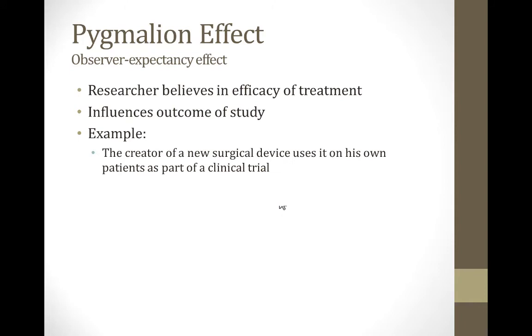The next type of bias is called the Pygmalion Effect. This is also called the Observer-expectancy effect, and it's named after the Greek myth of Pygmalion, which was about a sculptor who fell in love with his own statue. This type of bias occurs when the researcher believes in the efficacy of treatment and influences the outcome of a study. For example, if the creator of a new surgical device uses it on his own patients as part of a clinical trial, he may use it in a way or influence the outcomes of the study in a way that biases the results.